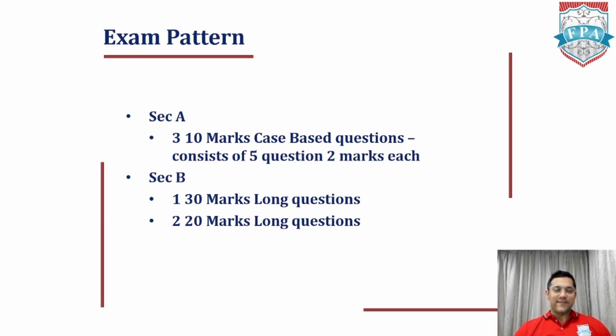For the remaining 70 marks, you've got one 30 marks long question, and then there are two 20 marks long questions. You will have questions around internal controls and the deficiencies. You will have questions around audit risk and what the responses are. You may have questions around substantive procedures and how you go about finding out in detail what evidence you need. So that's your section B, and that's your 70 marks. In all, it's a 100 marks paper, a 3-hour exam.